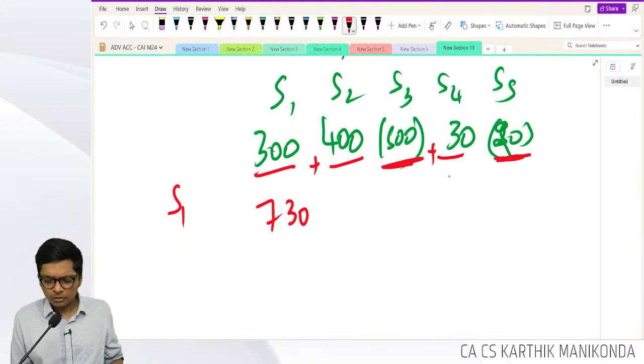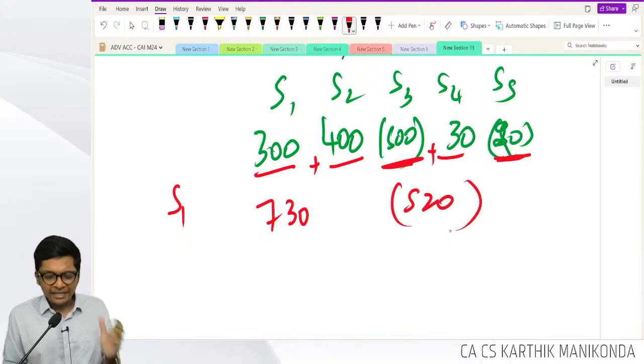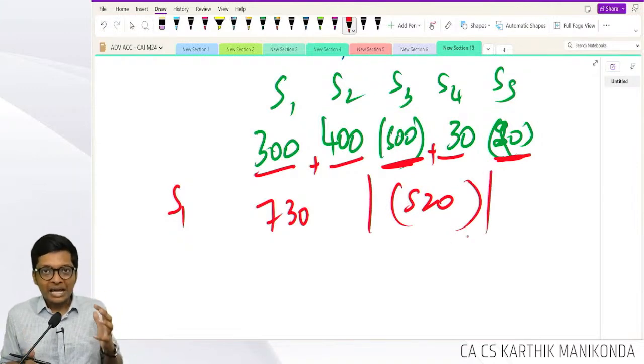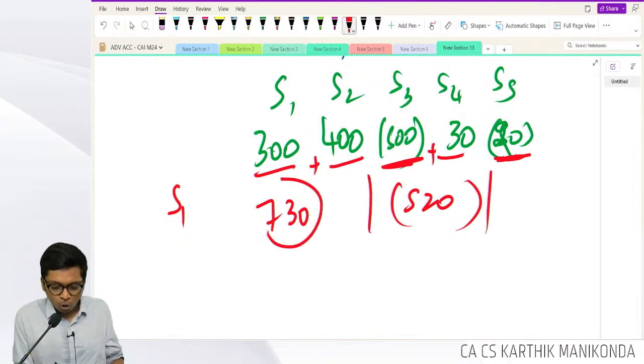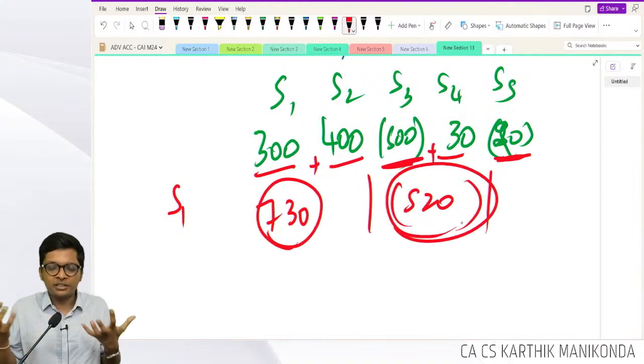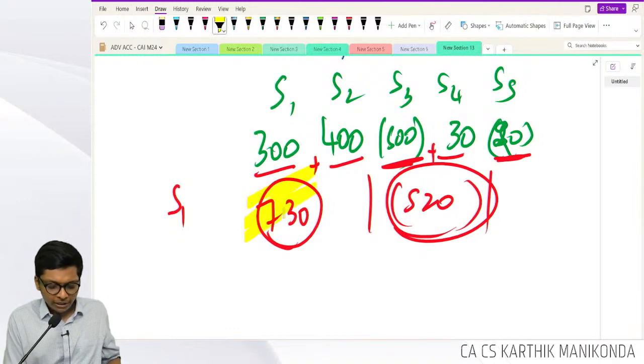500 plus 20, 520. Don't write the bracket now. I want the mod, the number alone, the absolute number. Between total profit and total loss, individually, only loss and profit, which is higher? Total profit is higher. So this becomes my base.